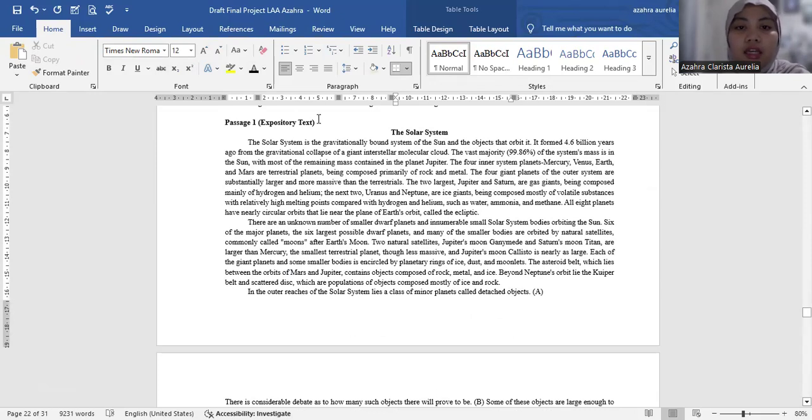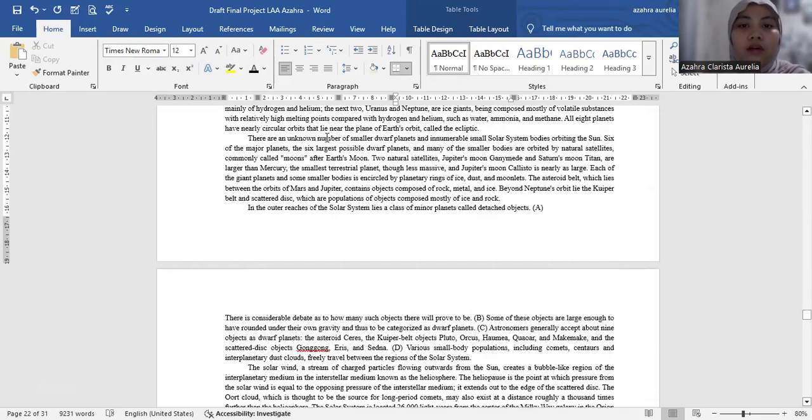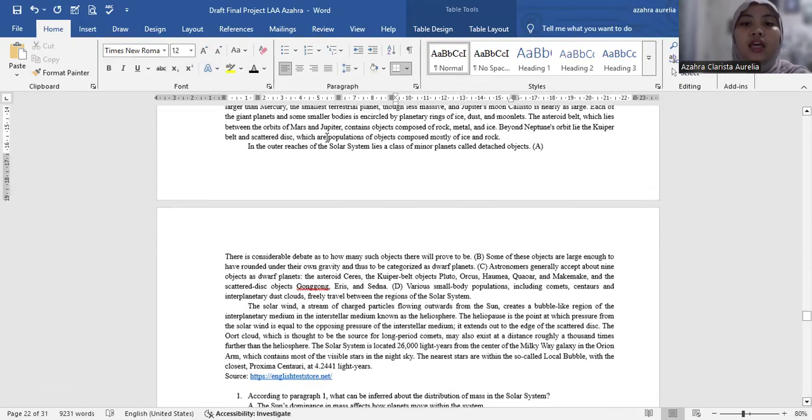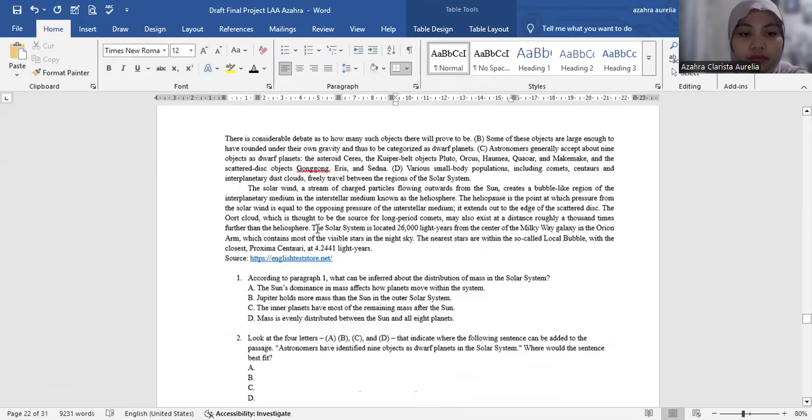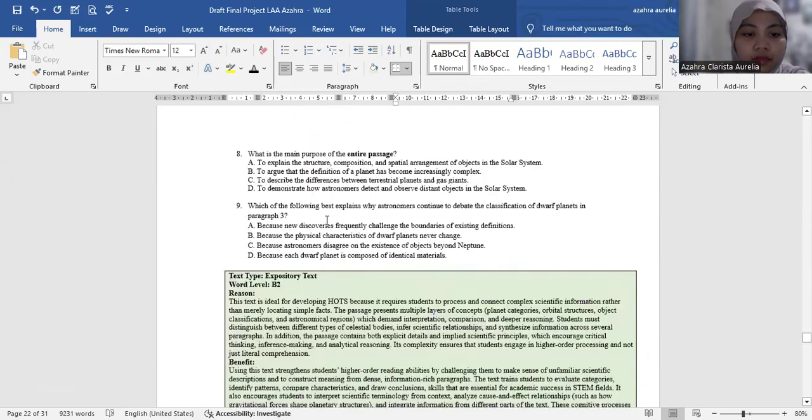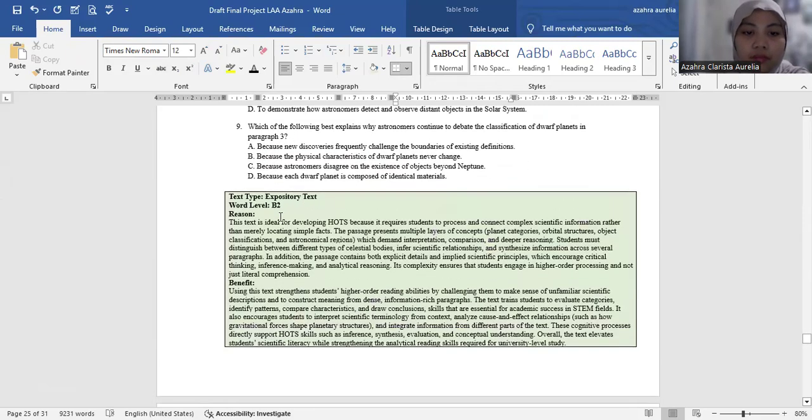I selected it because it pushes students beyond locating facts, and the students must connect concepts across the paragraphs, interpret scientific implications, and synthesize information. This text is suitable for grade 12 HOTS students because grade 12 students should be ready for academic reading in university, especially text with complex structure and academic vocabulary. And the word level is B2.